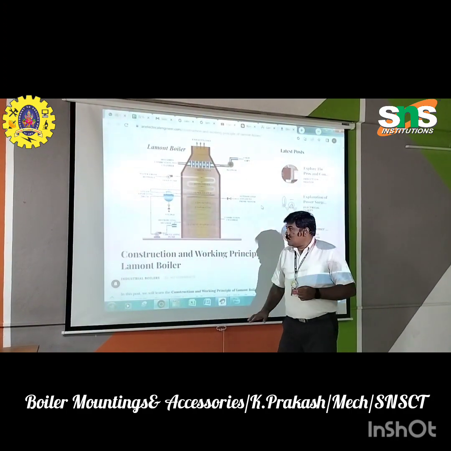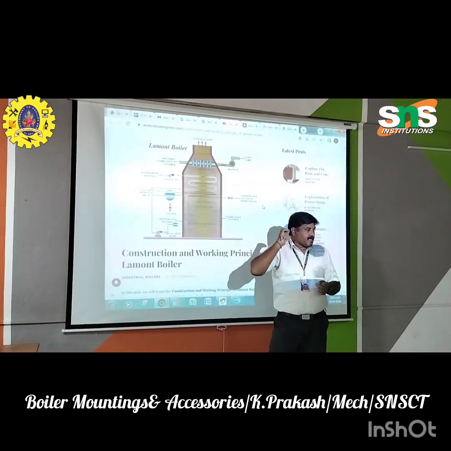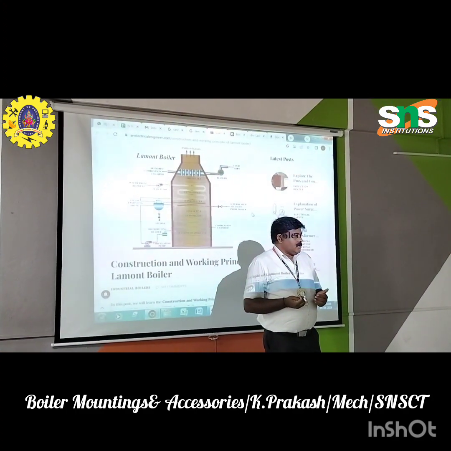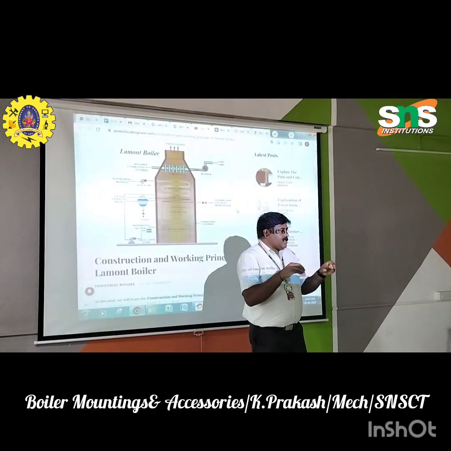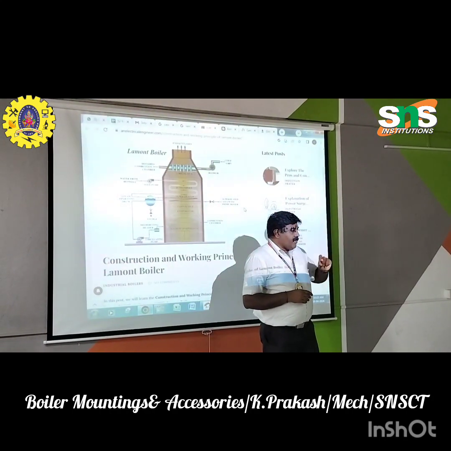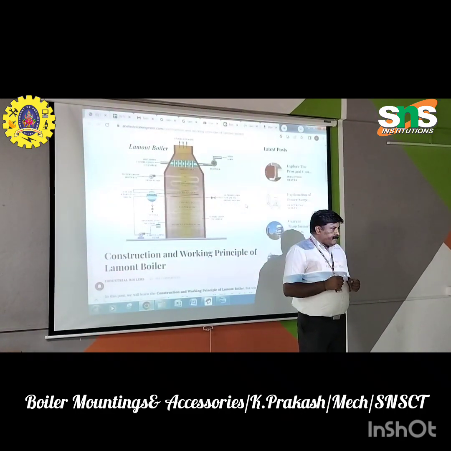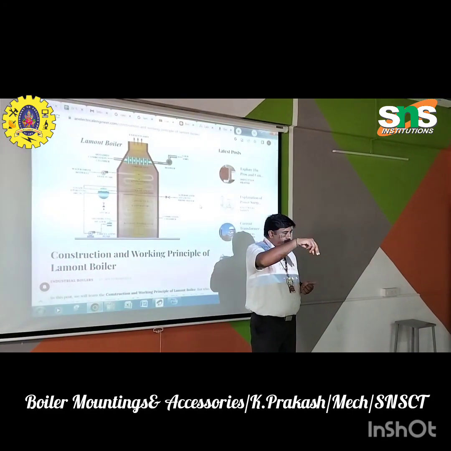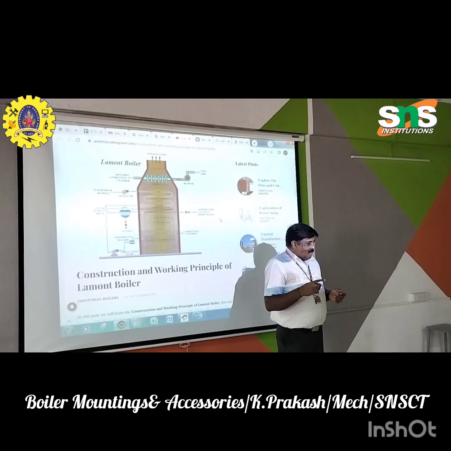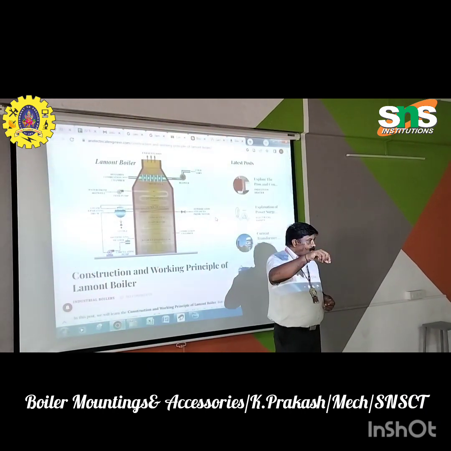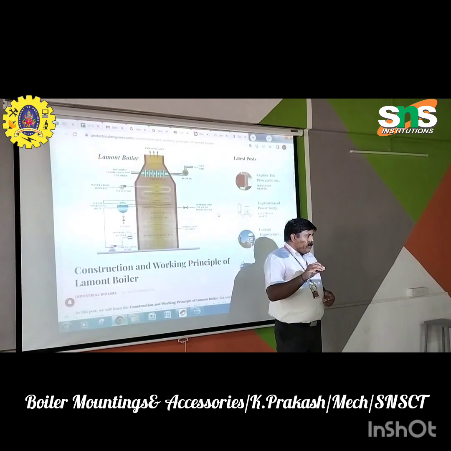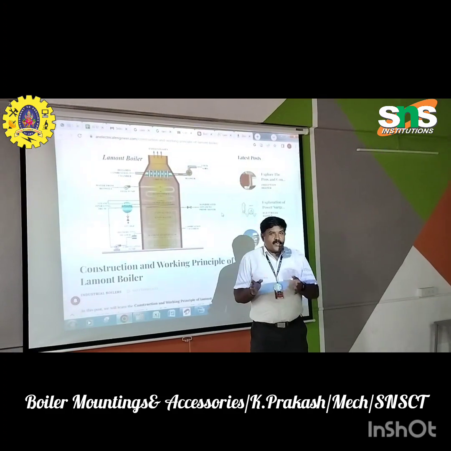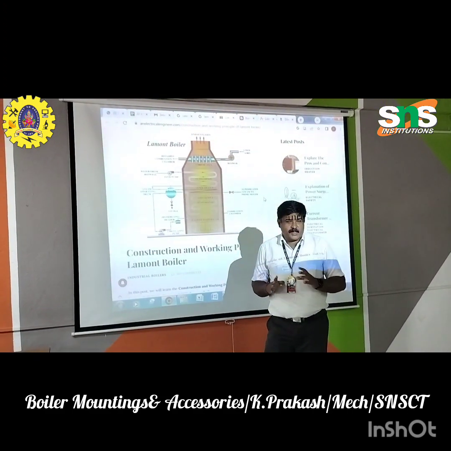What is an accessory? We can take the economizer as an accessory, and the water level indicator as an accessory. In a cooker, what is the purpose of the safety valve? You have seen the safety valve there. When the pressure is very high and the dead weight is not released, it will blast. So there is a small valve nearby where the pressure is released when it is very high. This is the main difference between mountings and accessories.